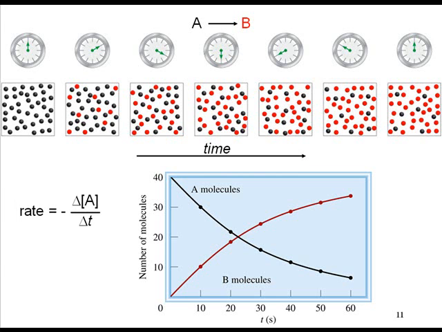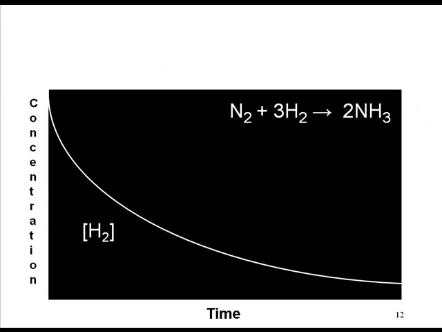So the rate of A dropping is negative, the rate of B is increasing. Now, here's what we got. Here we got N2 plus 3H2 produces 2NH3, so it's nitrogen gas and hydrogen gas producing ammonia. Now, what we're going to look at here is the coefficients that are in front of these, the ratios.